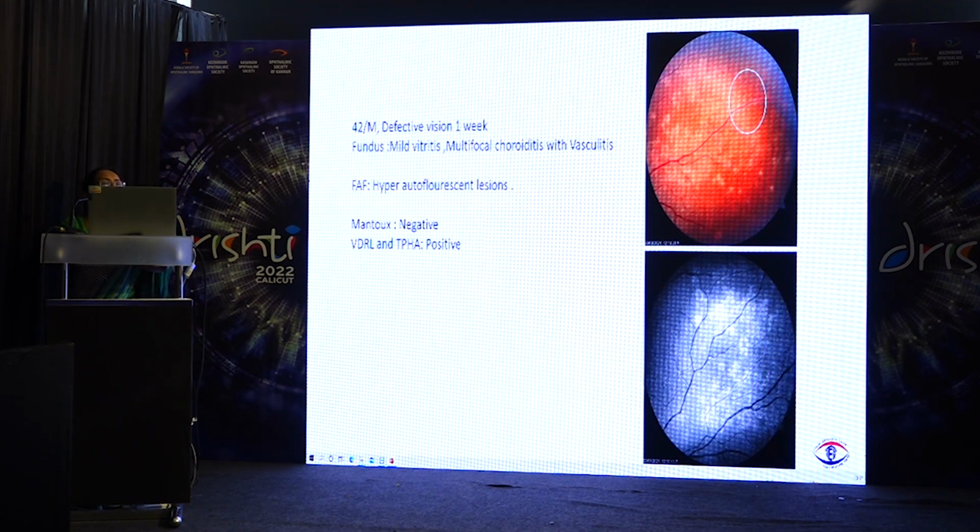This 42-year-old male came to us with defective vision of 1 week duration. Fundus showed mild vitritis and multifocal choroiditis with vasculitis. Mantoux was negative. His VDRL and TPHA were positive. He was sent to the infectious disease department, but he never came back for review.